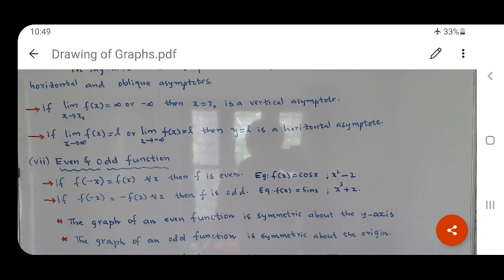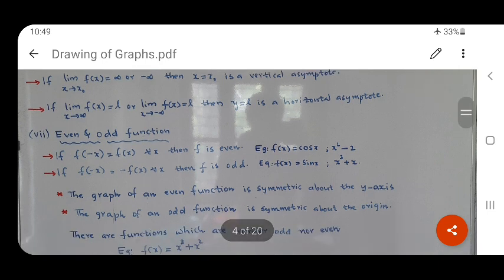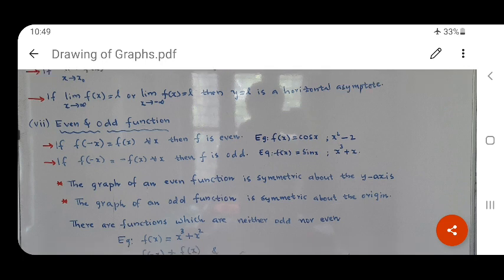Then the function is even. And if each term of a polynomial is of odd degree, then the polynomial is an odd function. For example, x cube plus x is an odd function, whereas x square minus 2 is an even function. So the major point to be noted is that if a function is even, then the graph of the function is symmetric about the y-axis, and if a function is odd, then the graph of the function is symmetric about the origin. Okay.